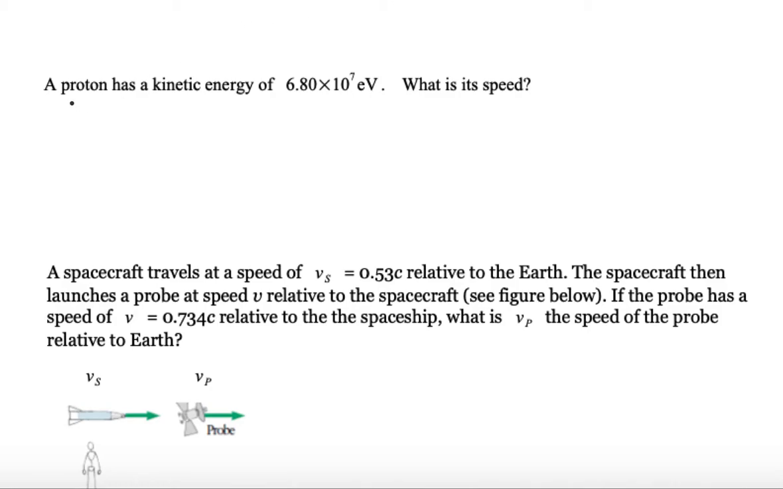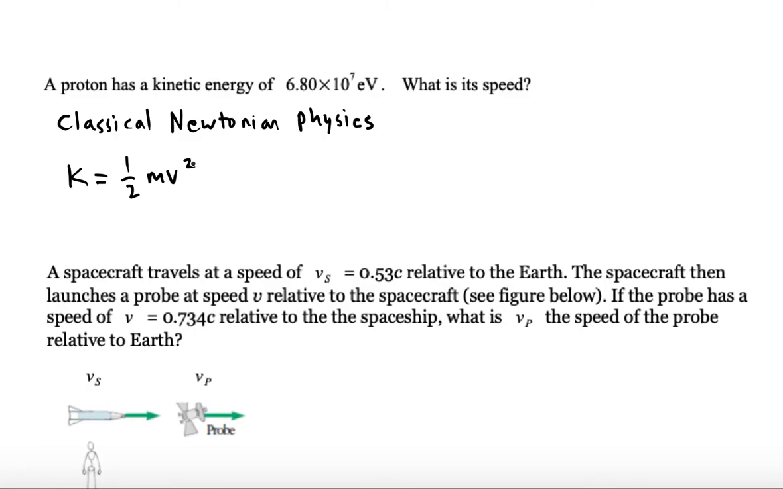Alright, so this one says a proton has a kinetic energy of 6.8 times 10 to the 7 electron volts. What is the speed of the proton? So, if we were doing classical, Newtonian physics, you would use the formula K equals 1/2 mv squared. You'd have to convert that kinetic energy to joules.